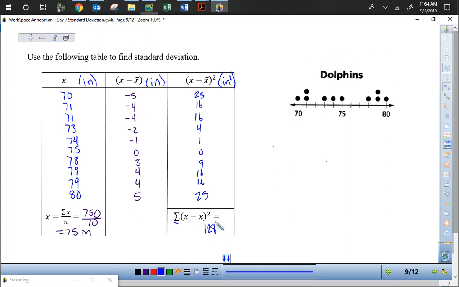We should get 128, and you'll notice at the top here, I put inches squared, because if I take this inch value from over here and square it, I've got inches times inches or inches squared. Now, we said that these ones were the deviations. Over here, we just took the deviations and squared them, so this is the deviations squared. Still not standardized.